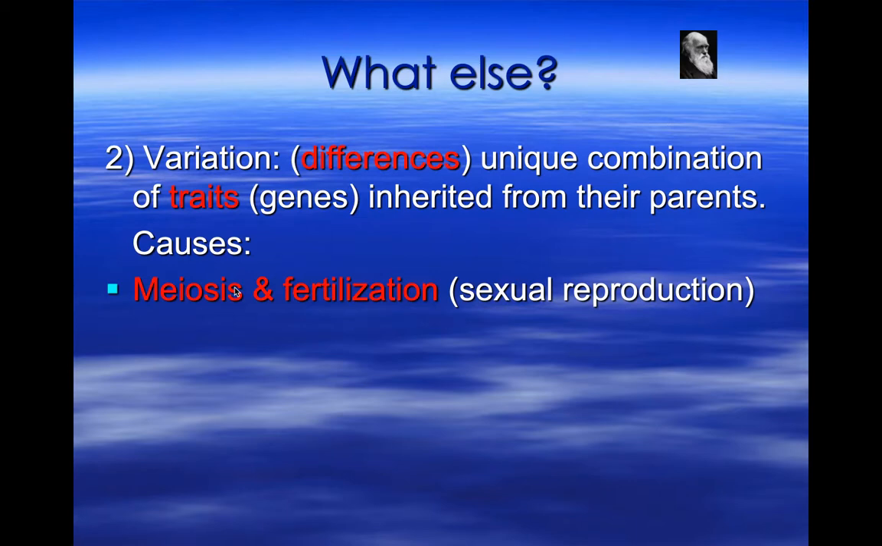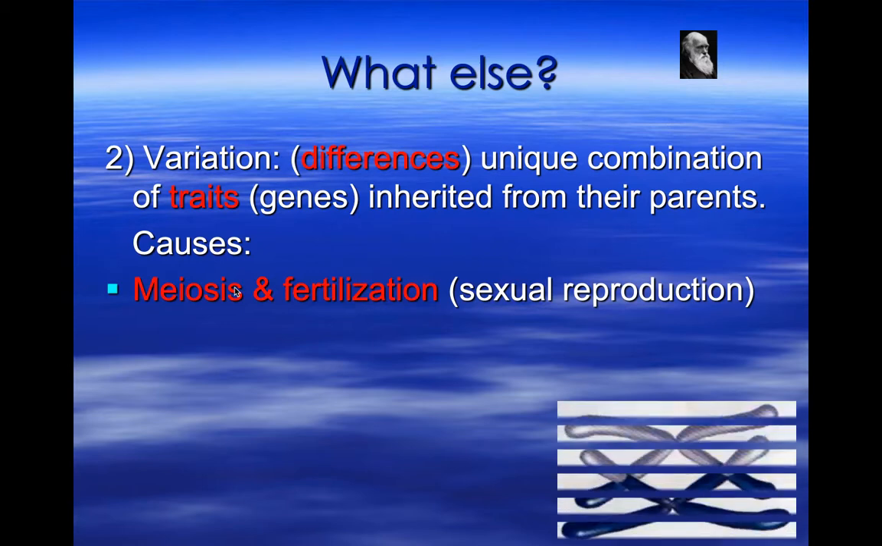Which chromosomes end up in which egg and which sperm is completely random. And in fertilization, you have DNA from two different individuals combining to produce an offspring. There's definitely more variation there. That's why you don't look like any of your parents. You're a combination of them as opposed to being a clone.